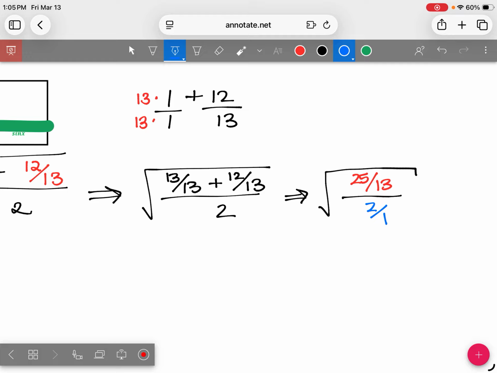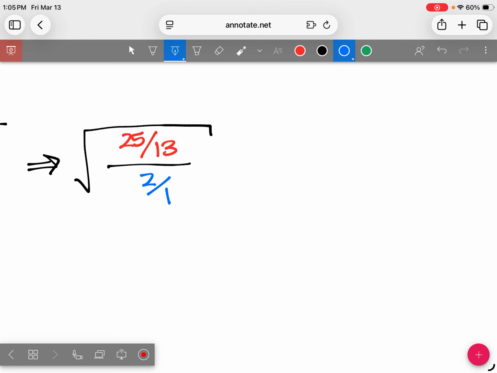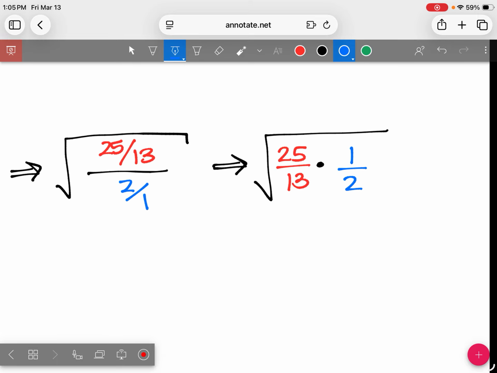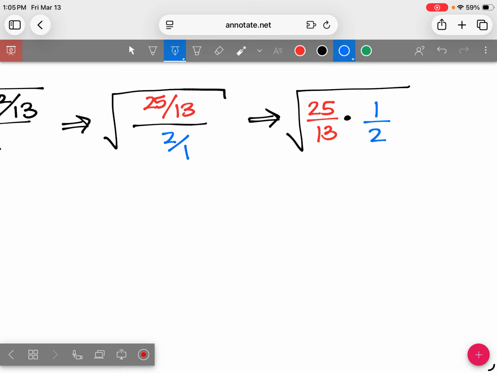I'm going to write that as a fraction. 2 is really a 2 over 1. So I'm dividing 2 fractions, which means I need to do what? Keep, change, flip. Let's do it. Keep, change, flip. Multiply straight across. So that would be the square root of 25 over 26.